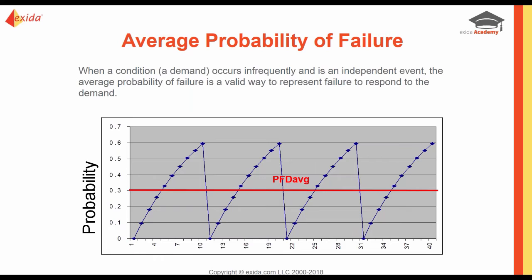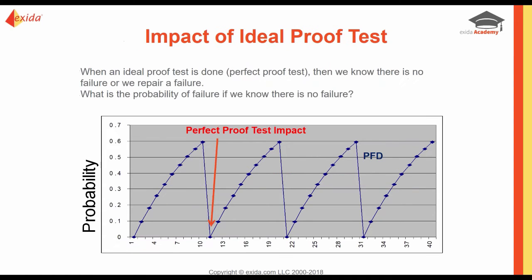So this is great if you find everything and you fix it and you find all of those dangerous undetected failures and you are perfect. But what if you're not perfect? Is anything really perfect in life? I certainly know I'm not. So when you think of an ideal or a perfect proof test, ask yourself, is everything tested?